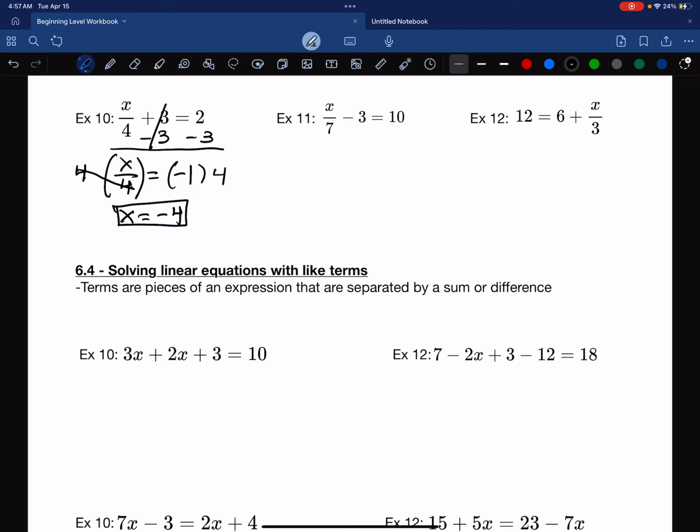Looking at example 11, the process is the same, so we're just going to begin by adding 3 on both sides. These 3's cancel, and we're left with x over 7 equals 10 plus 3, which is 13. And then to get x on its own, we're going to multiply the equation by 7 to get these 7's to cancel. So you get x equals 13 times 7, which is 91.